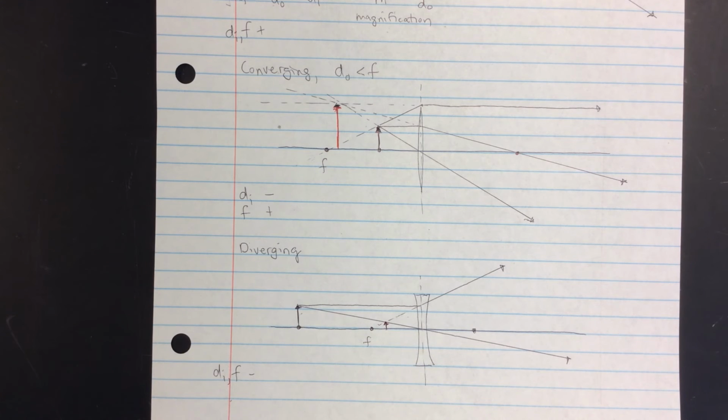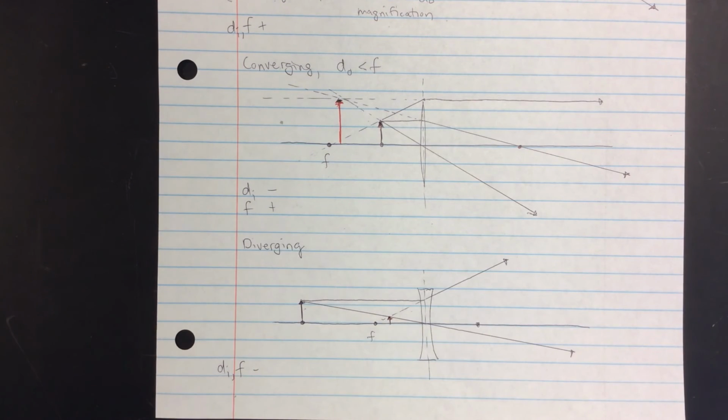Yep. Does this apply even if the object is outside of the focal point and inside of the focal point? Yeah, it should work either way. So anything with a virtual image has a negative distance. Yeah.